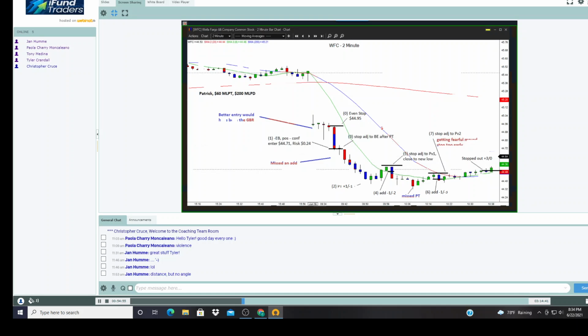Patrick's got another one here, right? Better entry would have been the green bar. Okay, reversal here. I think, let's see. So you shorted here, right? 44.71. Yeah, down here. So you waited for the elephant bar, and I think that's a good idea. And you had to stop above that event. I also think that's a good idea.